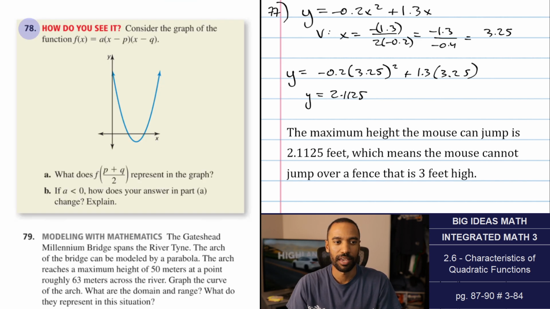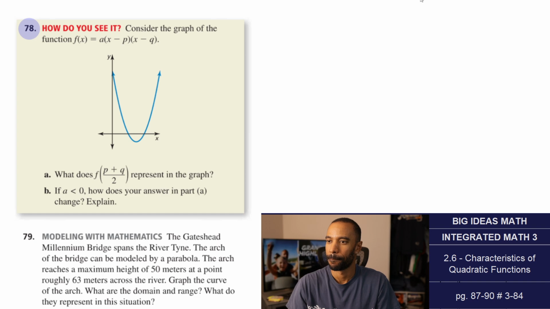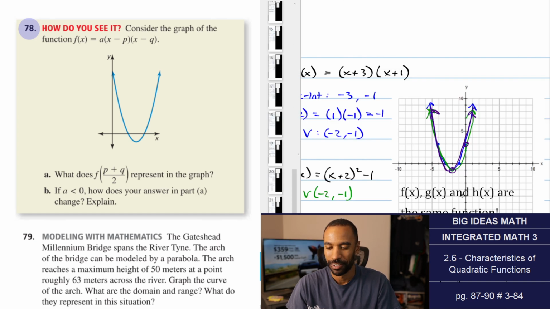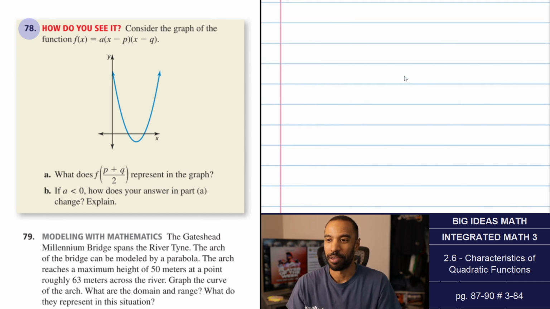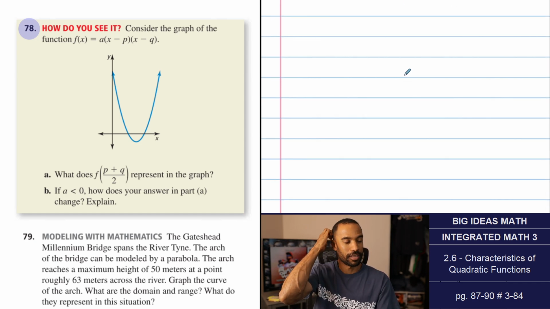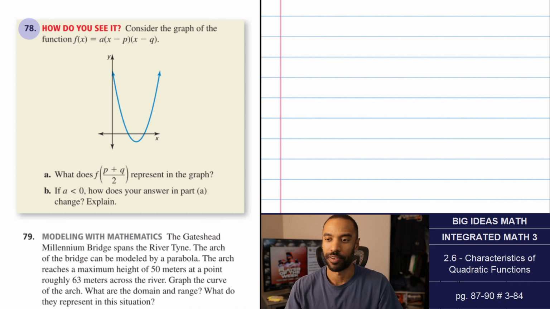All right, number 78. How do you see it? Ooh, I used up all my binder paper. Give me a second. Let me make more binder paper. Guys, I have a few firsts here, man. Never thought I'd see the day that I used that much binder paper. Anyway, this is definitely one of the longer, I think the longest, videos we've had. We're still not done. All right, number 78. How do you see it?